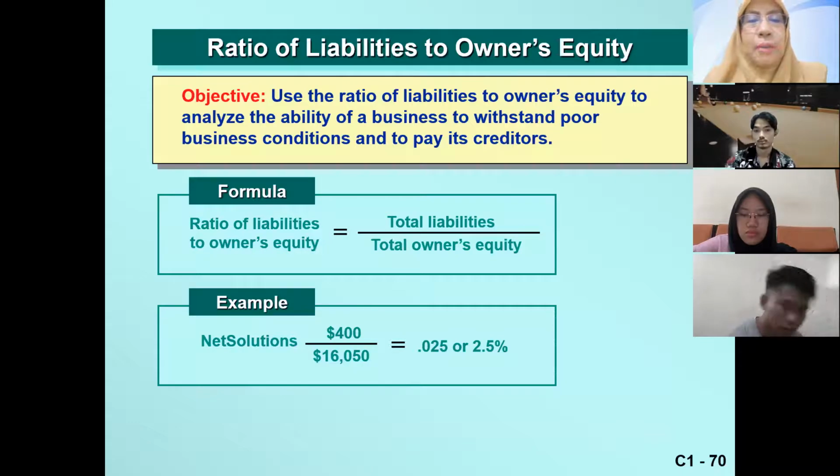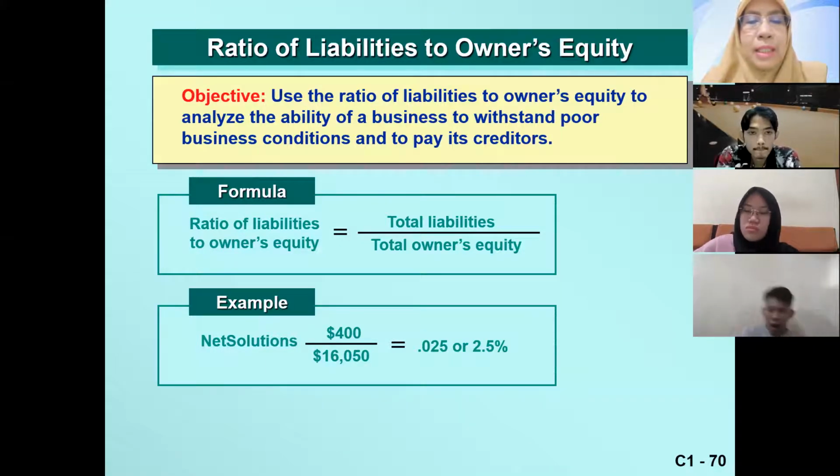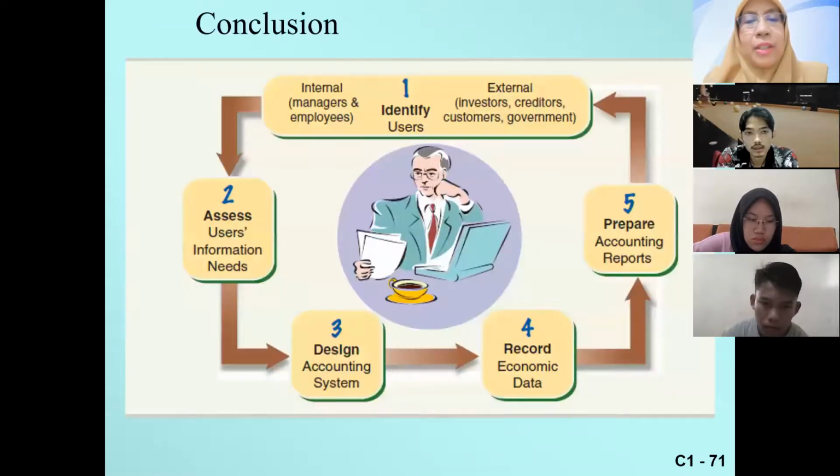Okay, there is a ratio needed to be used by managers later: the ratio of liabilities to owner's equity, total liabilities divided by total owner's equity. So in the information that we had just now, total liabilities is 400. Total equity is 16,050. So we have 2.5%. The good percentage is that total liability should not be more than total owner's equity. Okay, so this is our resume.